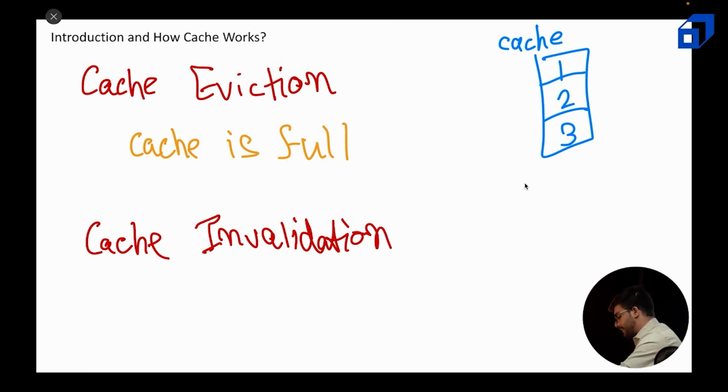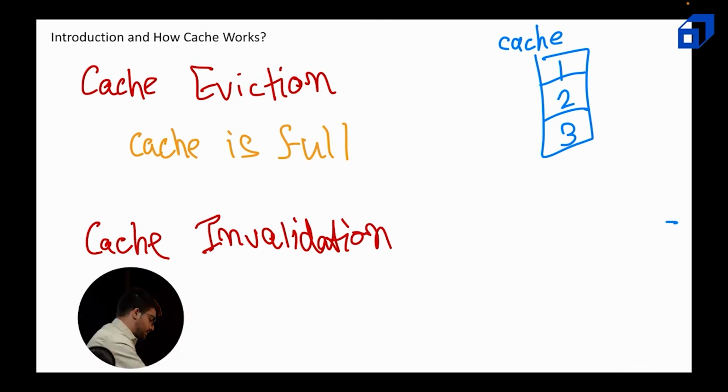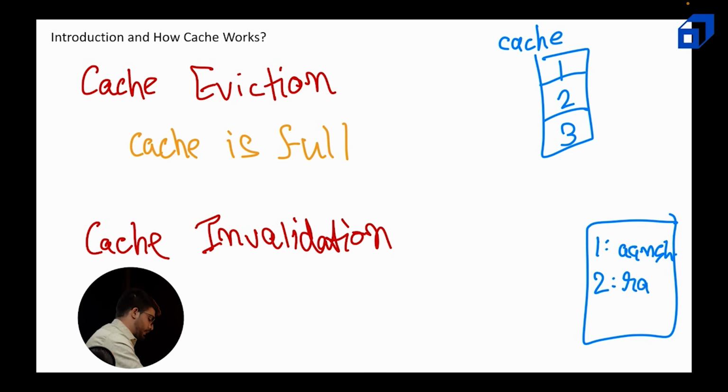Let me create a database. This is a database, and I am storing a key value pair over here. 1 corresponds to, let's say, my name Aanshul, and 2 corresponds to Ram, for example. Now in the cache, 1, 2 and 3, all three of them are present. Let's assume that 3 is also there in the database somewhere.